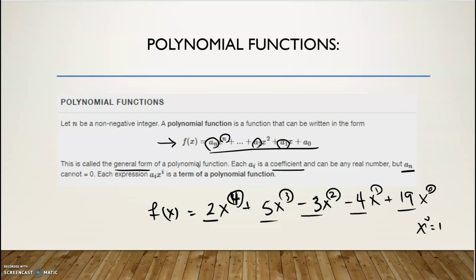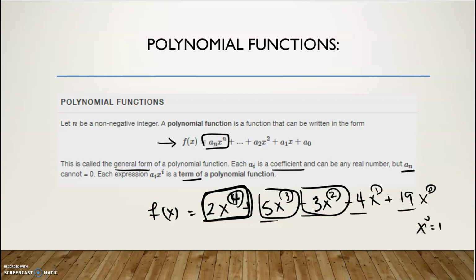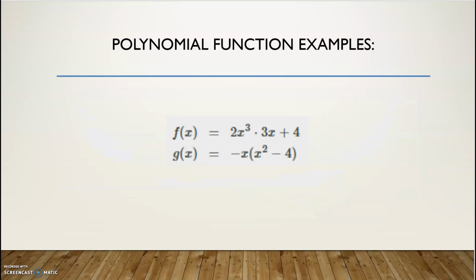But a sub n, the very first one, can't be 0. Okay. So each entire expression, let me get rid of some of this. This first one here, this whole thing here, that is called a term of the polynomial. So I have 1, 2, 3, 4, 5 terms in this polynomial. Okay, and there's just some examples of a polynomial function. It doesn't always have to be written in the general form. It can be written something like this right here.